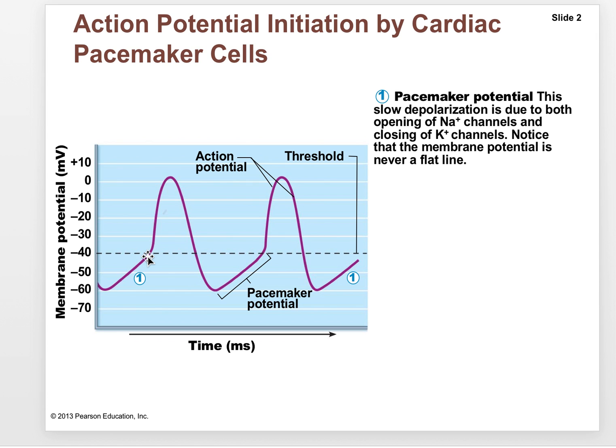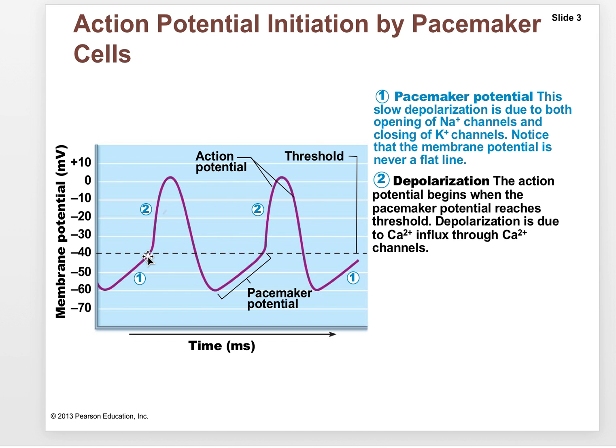So the second phase is the depolarization. This is when the action potential actually begins the contraction throughout the cardiac cell. The pacemaker potential reaches threshold, and then the action potential is initiated. Depolarization is due to calcium influx through calcium channels.